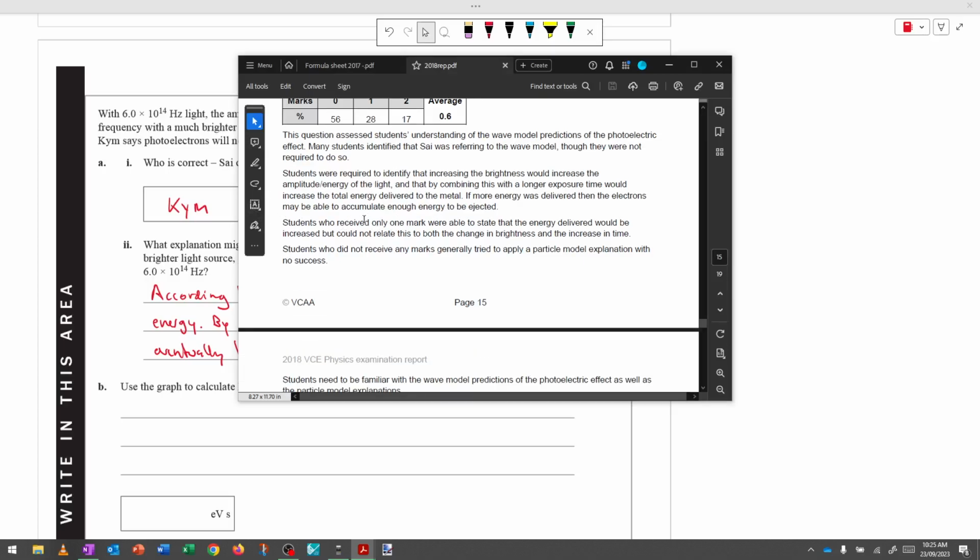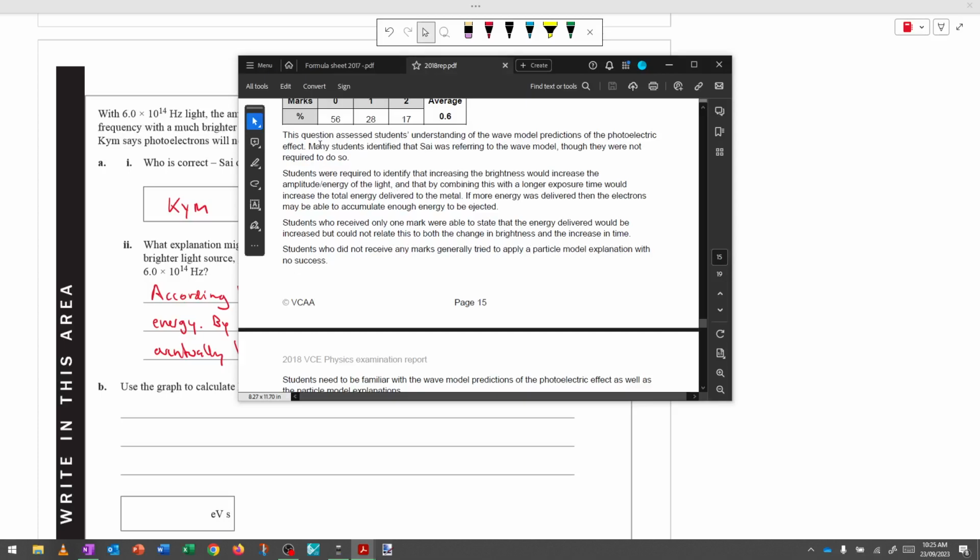Students who received only 1 mark were able to state that the energy delivered would be increased, but could not relate this to both the change in brightness and the increase in time. Students who did not receive any marks generally tried to apply a particle model explanation with no success.